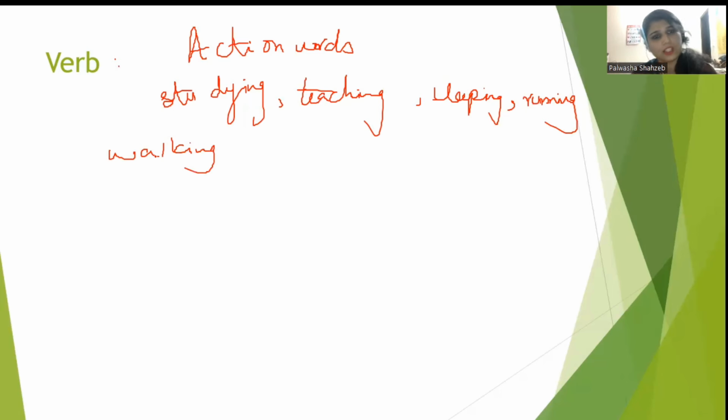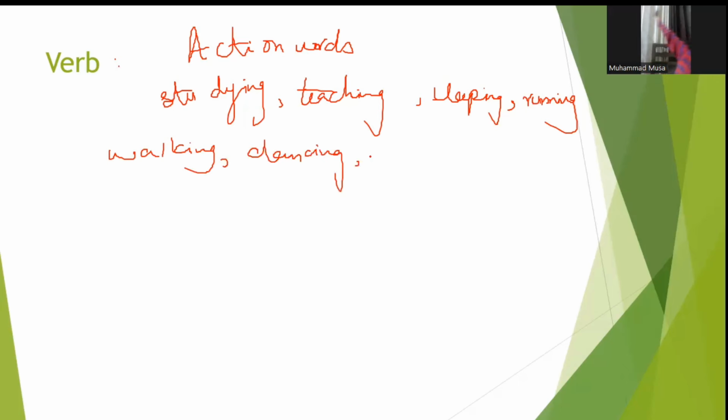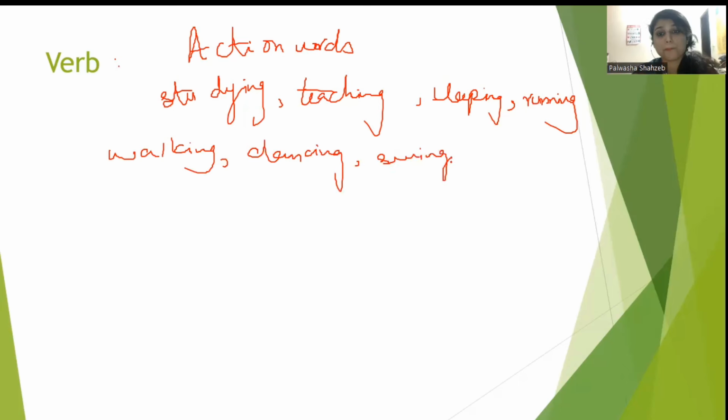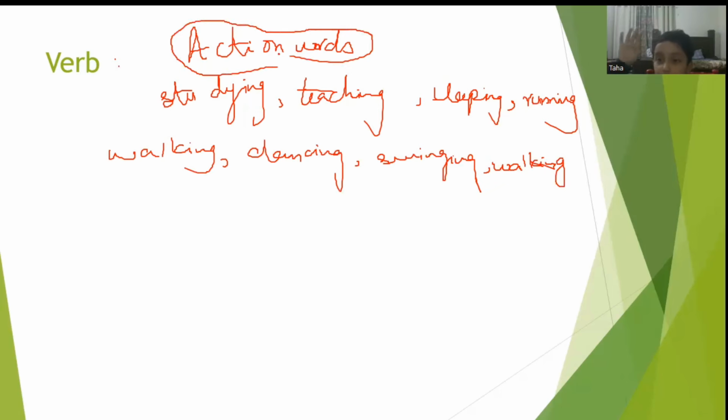Yes, Taha. Quickly. You just have to speak. Dancing. Yes, dancing is a verb. You are doing an action. Swinging, jumping, running, walking, working, whatsoever action you are performing. Yes, exactly. This is all about the action. Verb means action. Whatever action you are performing is known as a verb.